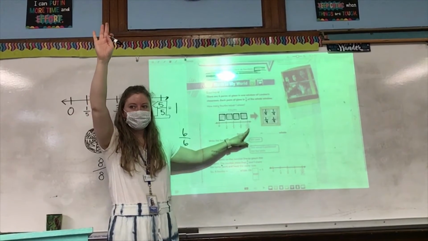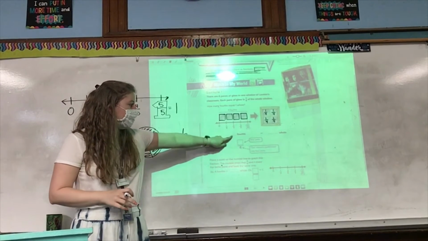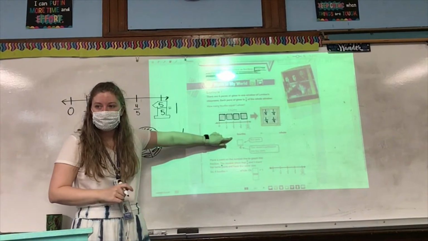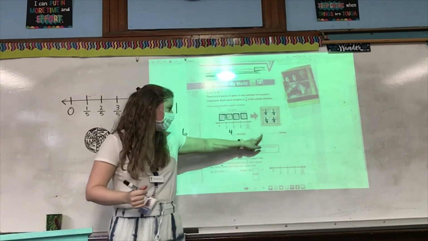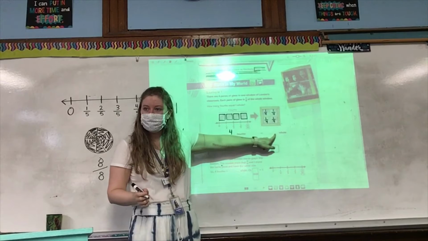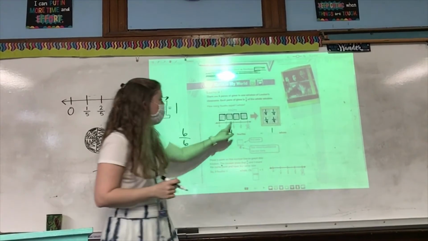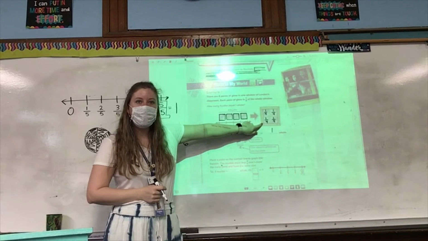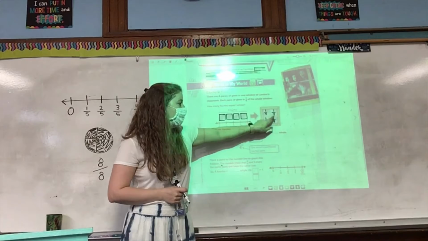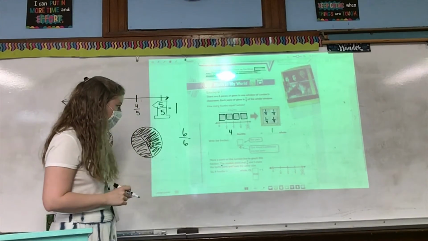Cullen? 4/4. So, how many fourths equal 1 whole, Cullen? 4. 4 fourths equal how many wholes? 1. We have 4 panes of glass. Does that mean we have 4 windows? No, it just means we have 1, 2, 3, 4 panes of glass in 1 window.